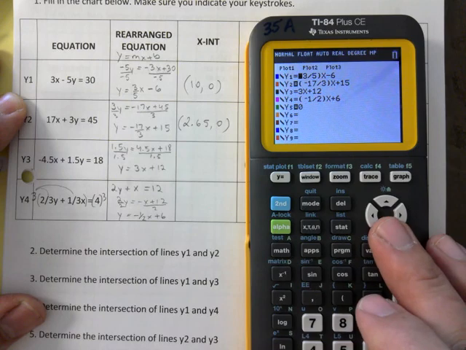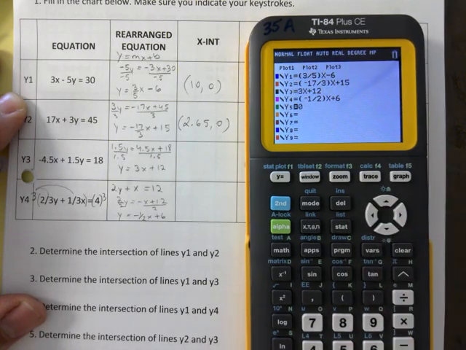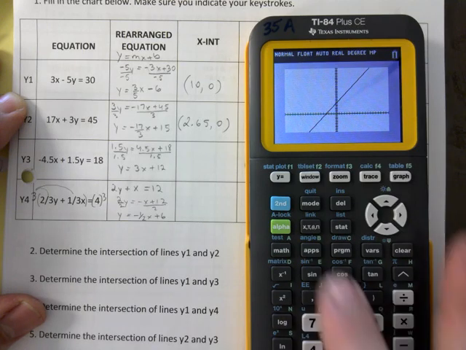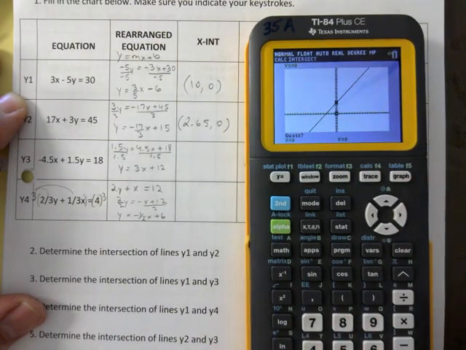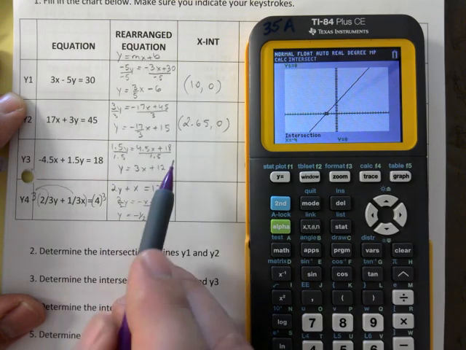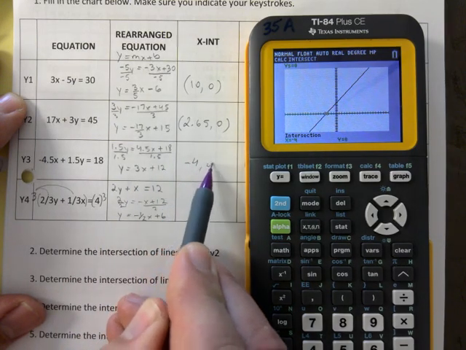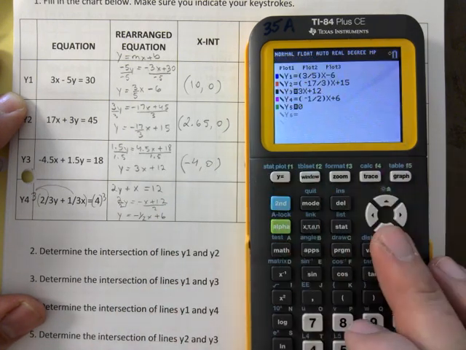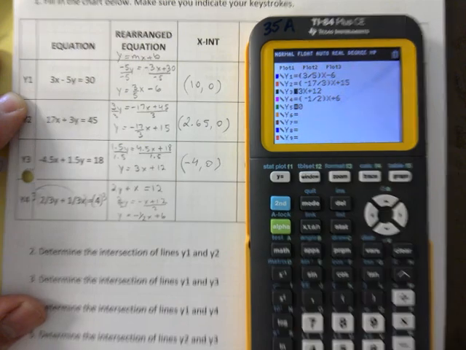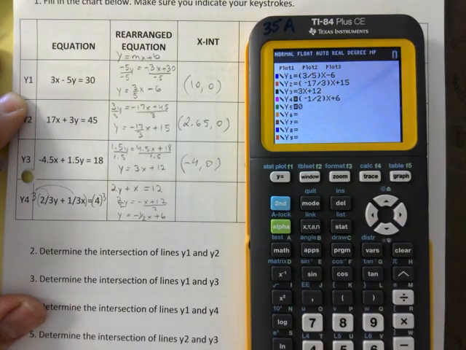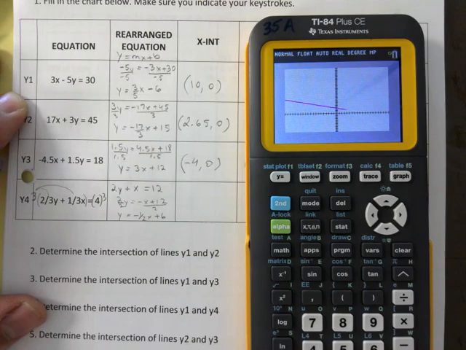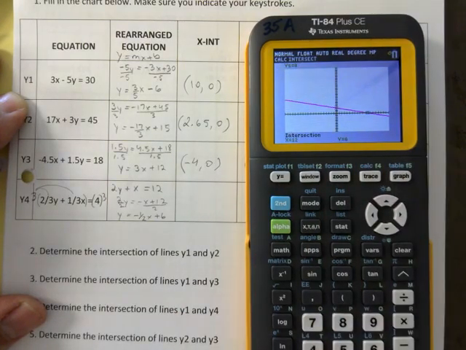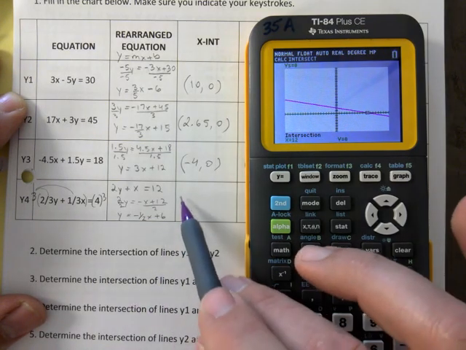And you know the drill now, right? I turn off y2, turn on y3, hit graph again. Second trace 5, enter, enter, enter. (-4, 0). And one last time. Turn off y3, you hit enter on the equal sign, right? Hit enter on the y4, hit graph. Second trace 5, enter, enter, enter. That's (12, 0).